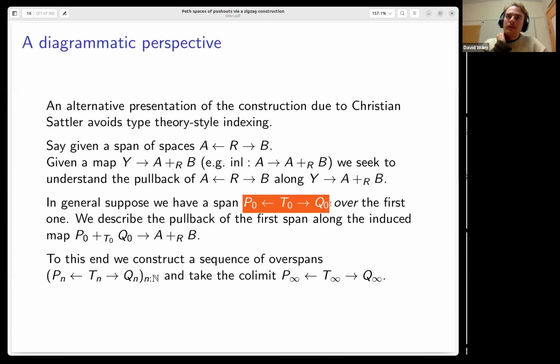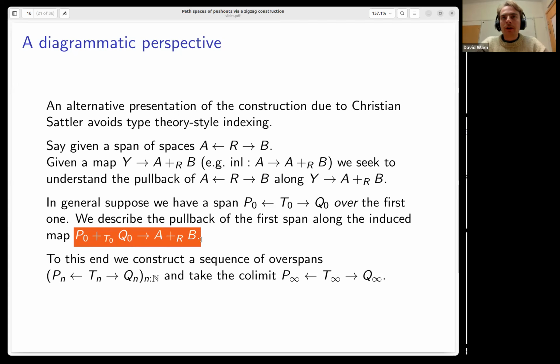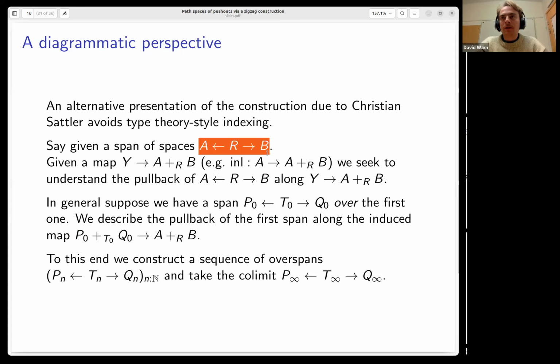So the construction doesn't solve this problem for general Y with maps into the pushout, but rather for any given span P0, T0, Q0 over A, R, B. So by over, I mean that, for example, P0 maps to A, T0 maps to R, Q0 maps to B, and we have two commutative squares. So given such a span over A, R, B, we have an induced map on pushouts. And the construction describes the pullback of the span A, R, B along this map of pushouts.